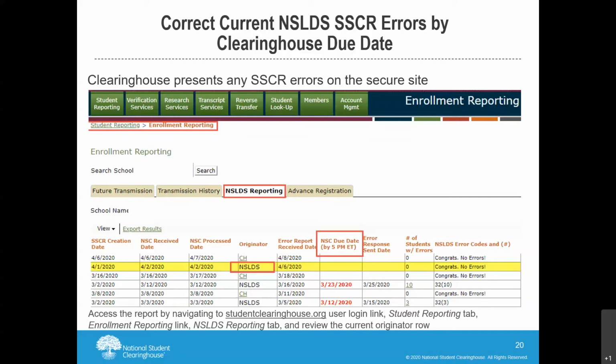So in general, you're just going to want to focus on the current row. For this example screenshot, it's this row that's highlighted. That would be the current row. If there were errors, you would only want to address those. You wouldn't want to go back and address the row below it that's an NSLDS row. So if you have SSCR error concerns or questions, like how do I address this error, or a question that's outside of the online resources, you can always contact us. The email address is sscrerrors@studentclearinghouse.org. And we also have audit resource at studentclearinghouse.org.